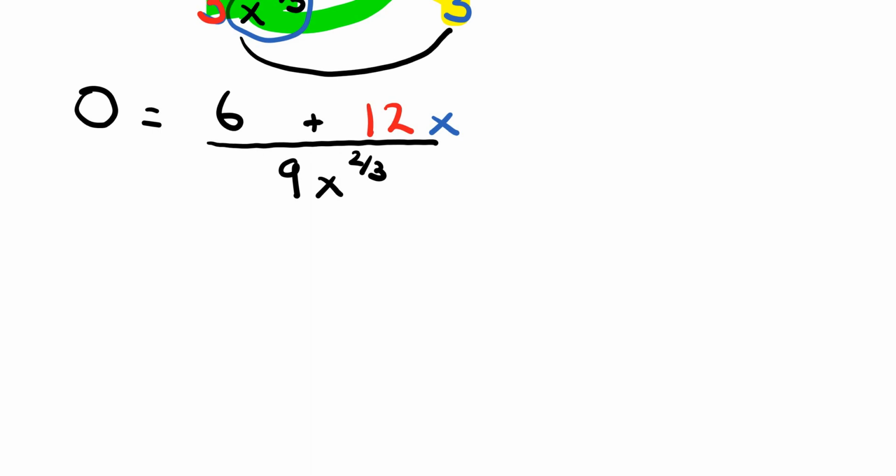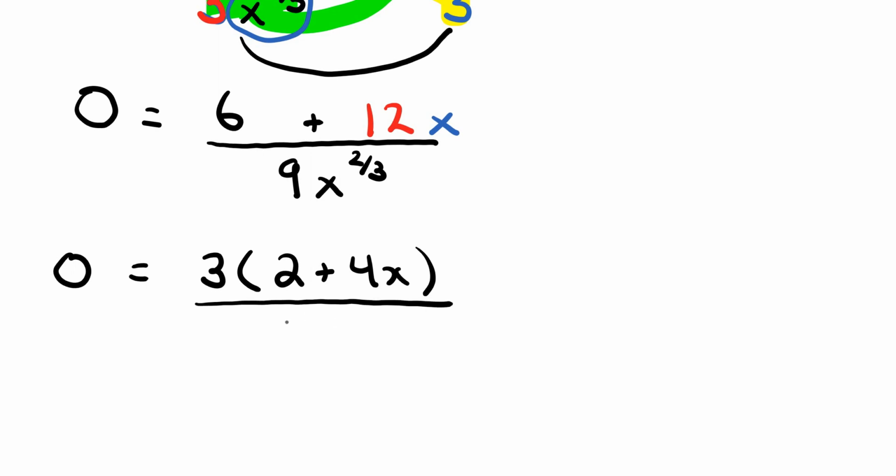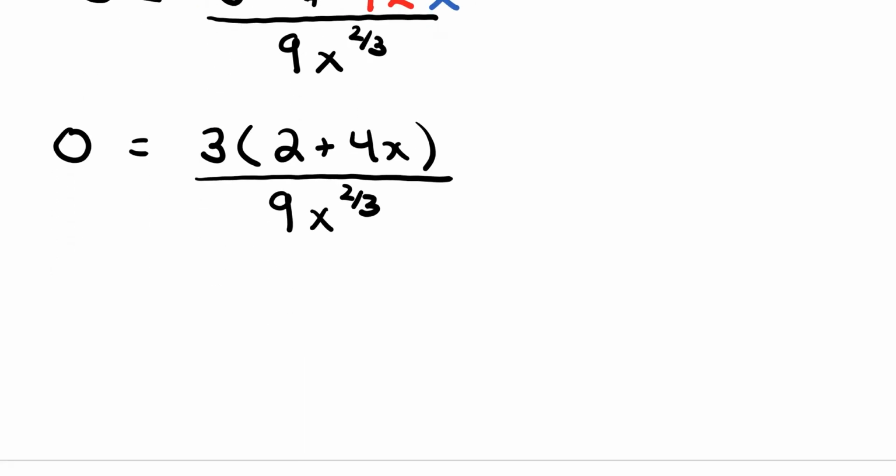Let's go ahead and simplify this. On the numerator here, I can factor out a 6. Actually, let's just factor out a 3 here. If I factor out a 3, I get 2 plus 4x. And then on the denominator, I have a 9x to the 2/3. If I keep on simplifying here, this and this will cancel off. So that's gone, and this will become a 3.